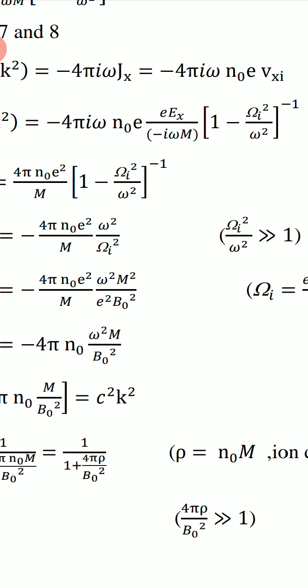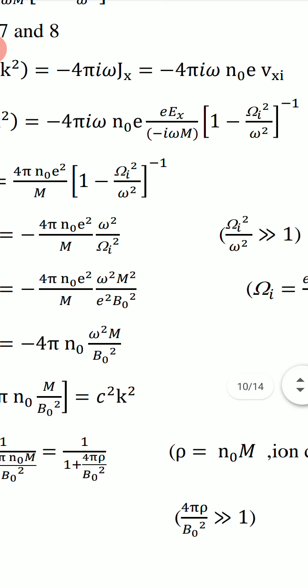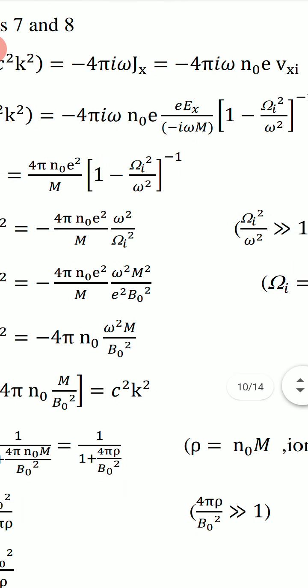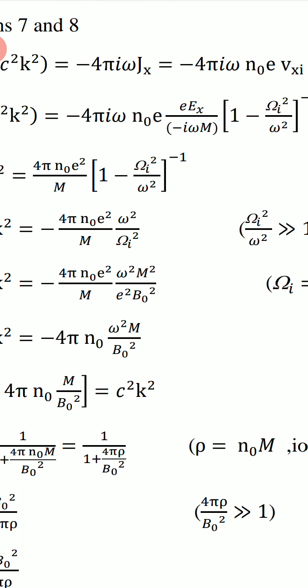Now i is cancelled out in numerator and denominator. Minus sign is also cancelled out. Omega is also cancelled out. And we get 4 pi n0 e square upon capital M into 1 minus omega_i square upon omega square to the power minus 1.